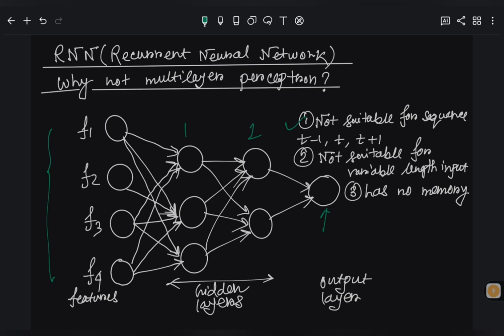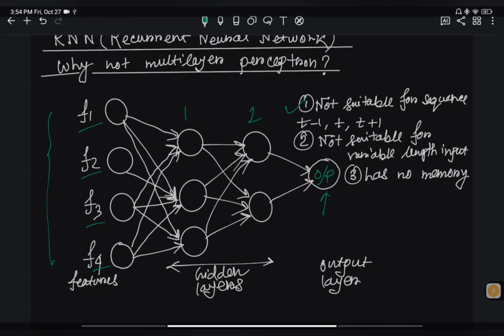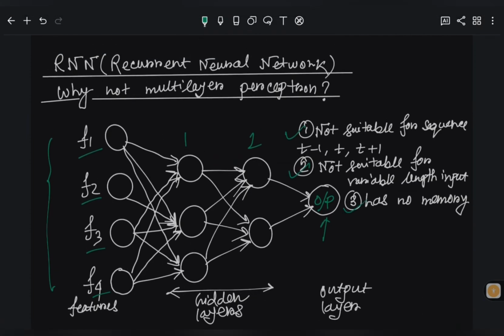And also, this output will only depend on the current input values, which are nothing but f1, f2, f3 and f4. It will not have any link to previous data or previous row data. But if we design the network in such a way that it has a memory, and your current output is a function of previous timestamp values, then it will be able to capture these nuances we are talking about. So your multi-layer perceptron will not work because of these three reasons: it is not suitable for sequential data, it is not suitable for variable length input, and it does not have any memory.